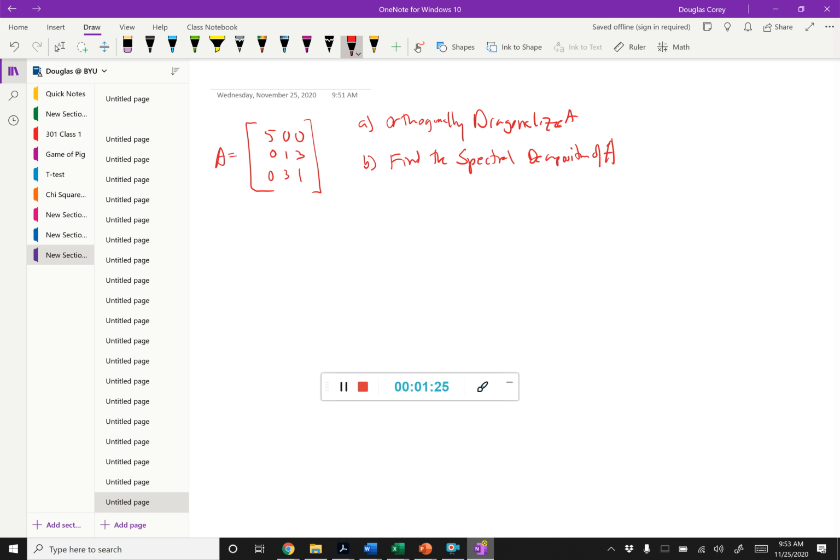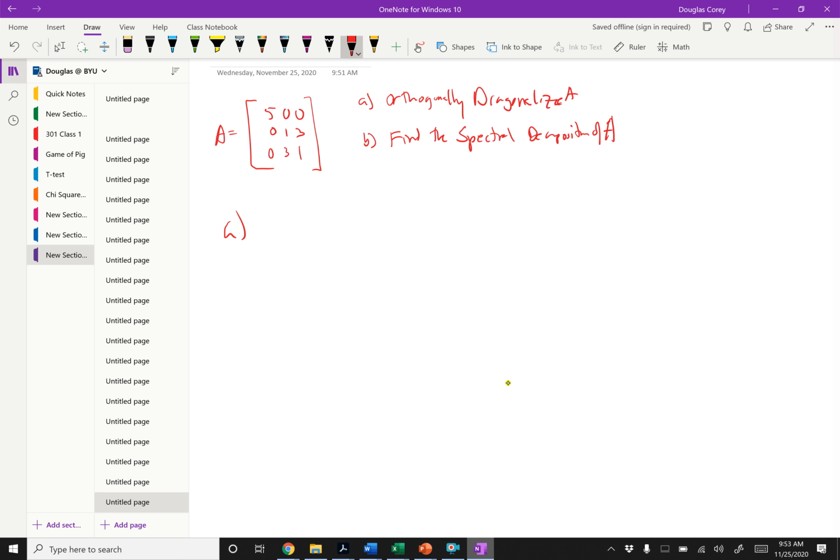So let's go here to OneNote. Our first task is to orthogonally diagonalize A, and then we're going to find the spectral decomposition of A. So the first thing we need to do, for both of those, is find the eigenvalues. So let's take 5 minus lambda, 0, 0, 1 minus lambda, 3, 1 minus lambda. Take the determinant.